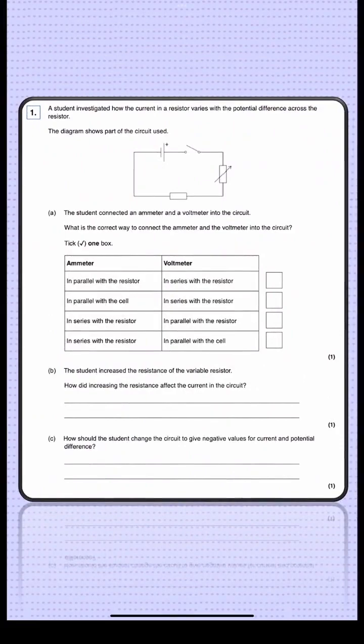Okay, we've got an exam question here. A student investigated how the current in a resistor varies with potential difference across the resistor. The student connected an ammeter and voltmeter into the circuit. So, how should the ammeter and the voltmeter be connected? So we'll see how current varies in a resistor. So which one do you guys think it is?